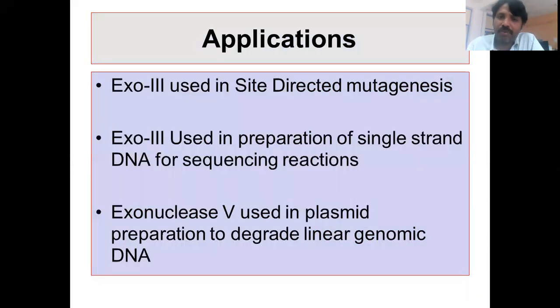Then we will move to the applications. Exonuclease III is used in site-directed mutagenesis and in the preparation of single-strand DNA for sequencing. Exonuclease V is used in plasmid preparation to degrade linear genomic DNA, because it can degrade linear DNA. When you are isolating plasmid, genomic DNA will be in linear form, and to degrade that you can use exonuclease treatment.